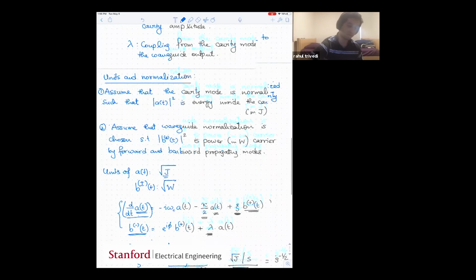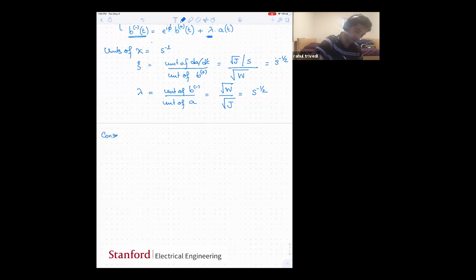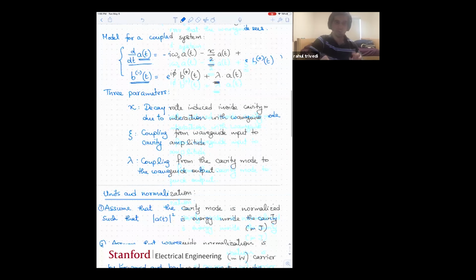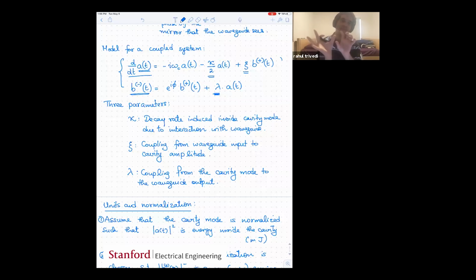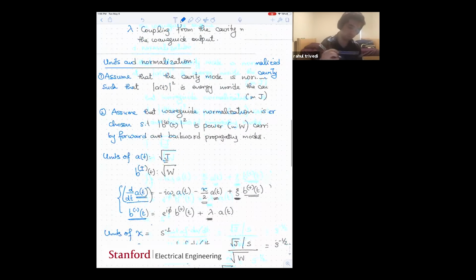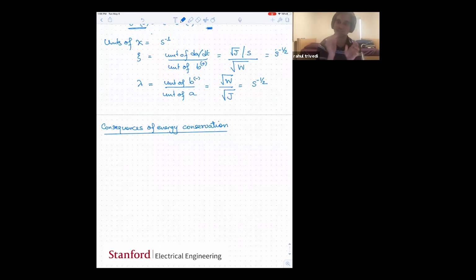So let's start by thinking about the consequences of energy conservation. What does energy conservation tell us? It tells us that the total energy of this cavity and waveguide system should be conserved. Because the cavity and waveguide are interacting, the individual energies might not be conserved. The cavity by itself might appear lossy, and the waveguide by itself might also appear lossy, but the total energy of the two systems put together should be a constant.